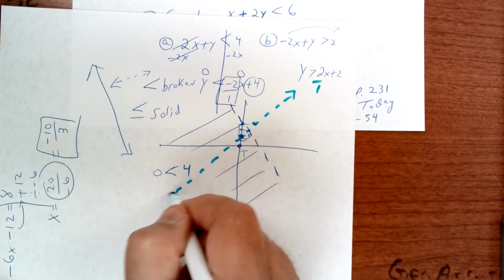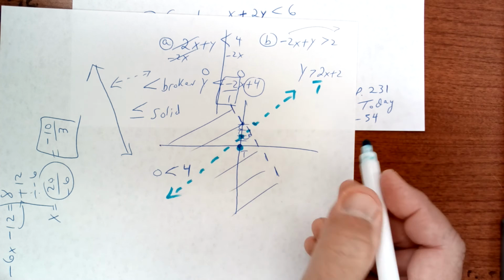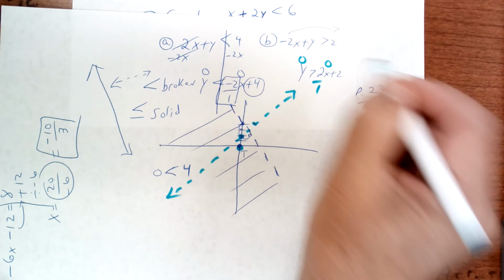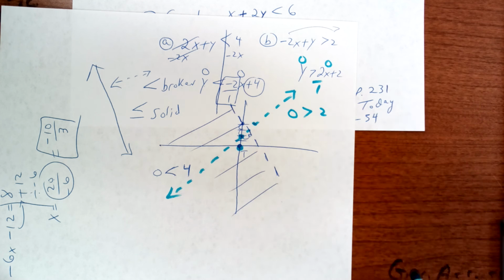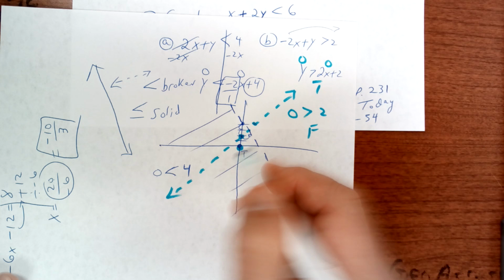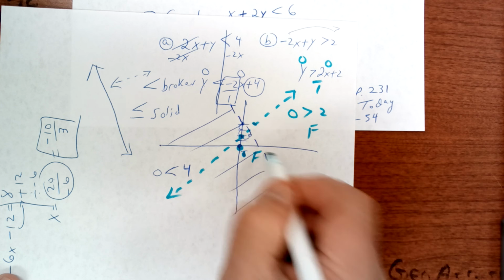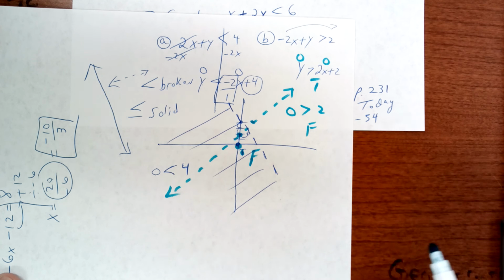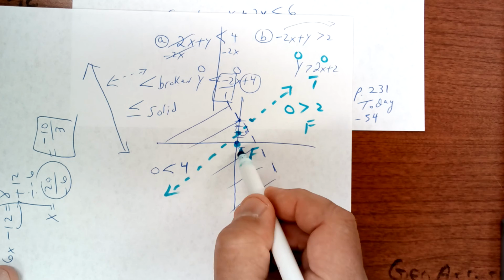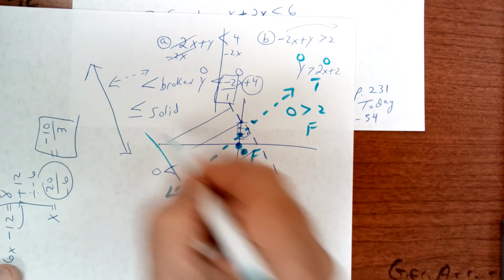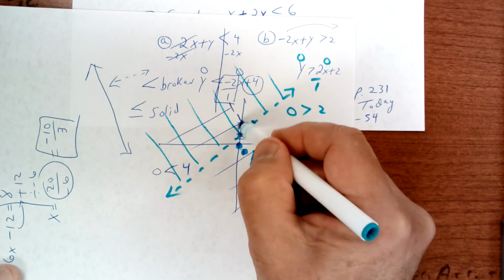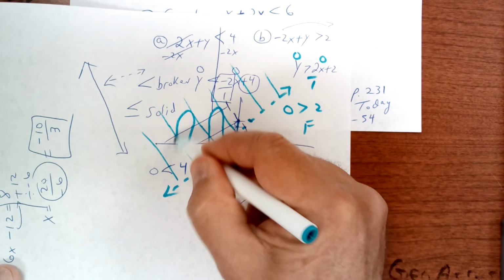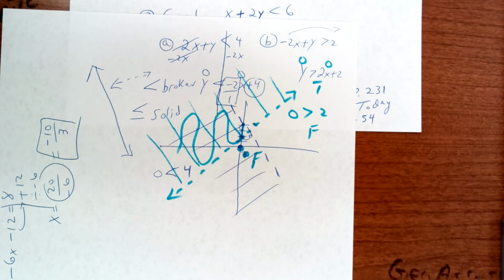Now you can use 0, 0 again. So I'm going to put 0 and 0. 2 times 0 is 0, so 0 is greater than 2. That's false. So you're going to color the other side of the line. And where these two cross, which is this region here, is a solution for both of those inequalities. So this is a little bit more of a challenge today.